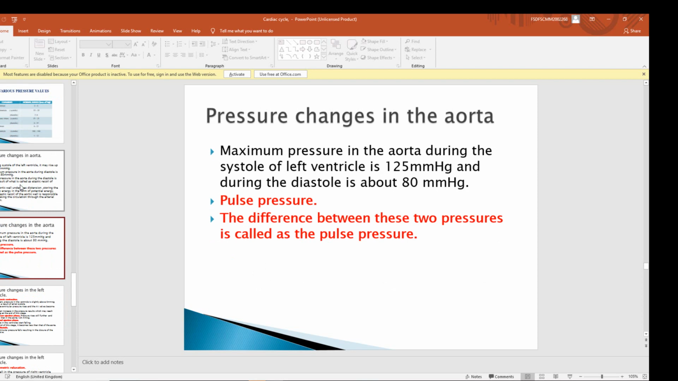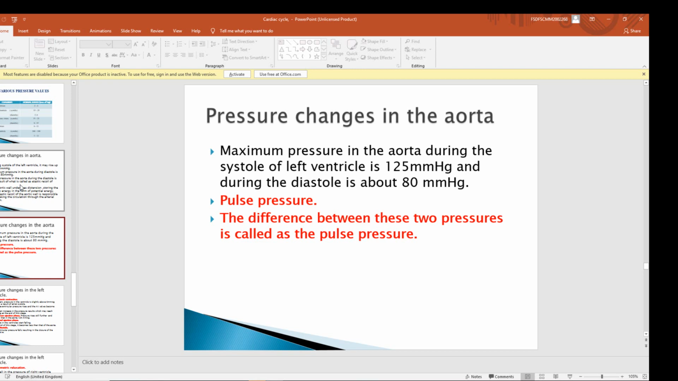Now, the pressure changes in the aorta. The maximum pressure in the aorta during the systole of the left ventricle is, remember always, 125 millimeters of mercury. During diastole, when the heart is not contracting and is at rest, that is the diastolic pressure, and that is 80 millimeters of mercury.